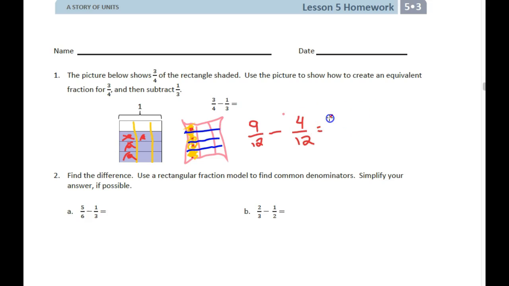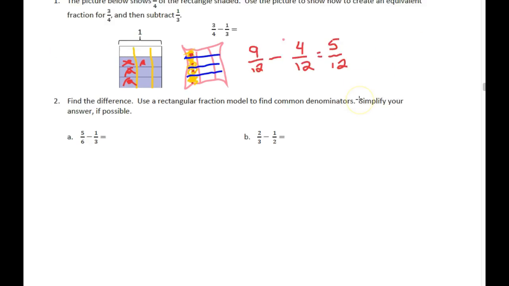And when we say 9 minus 4, we know that what we're going to have is a 5. The other way to think about it is, what is the difference? What can I add to 4 to get to 9? 1, 2, 3, 4, 5, 6, 7, 8, 9. So then we're there. So 5 twelfths. And let's see if that matches. Here's 1 piece, 2 pieces, 3 pieces, 4 pieces, 5 pieces that are not X'd out now. So it does match. So we did our subtraction.